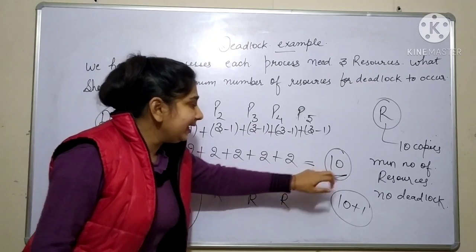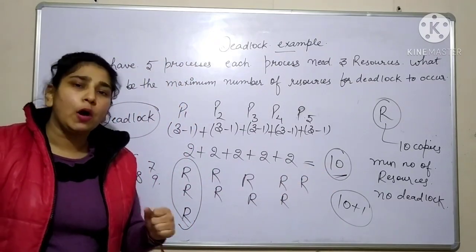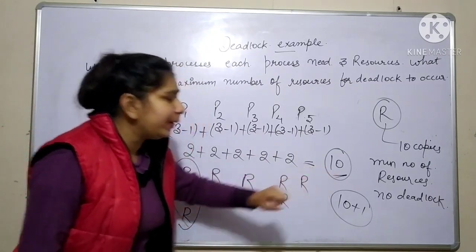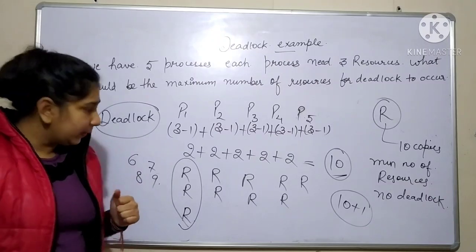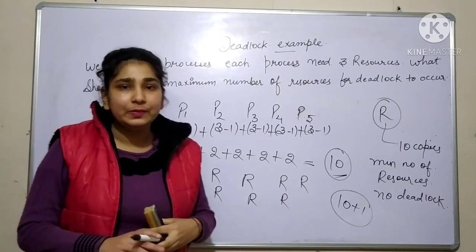So, 10 is the maximum number of resources for deadlock to occur. If you add one more resource to it, you can avoid the deadlock. So I hope that you are clear with this example.